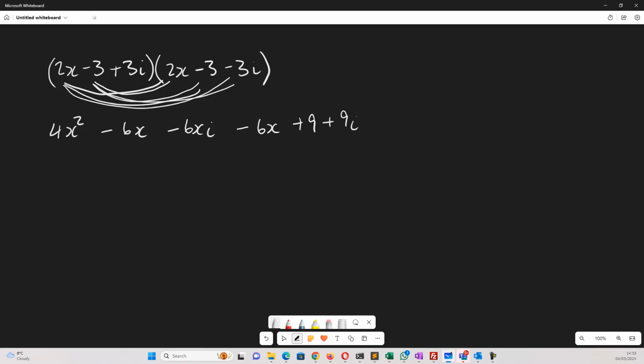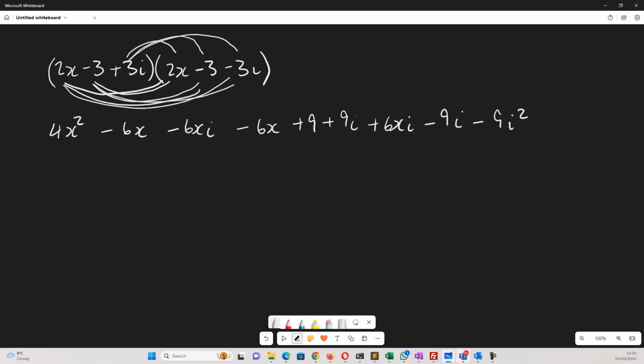And then finally we're going to multiply 3i by 2x, so that's going to give us plus 6xi. Then we're going to multiply 3i times minus 3, that's going to give us minus 9i. And then we're going to multiply 3i by minus 3i, that's going to give us minus 9i squared.